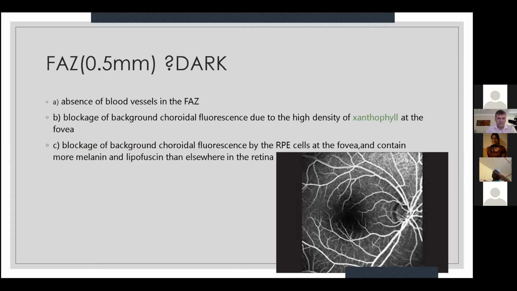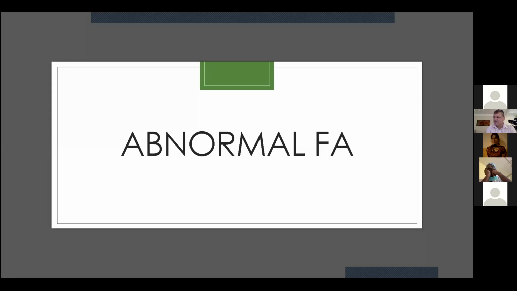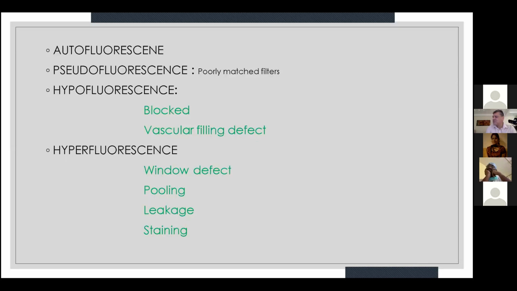There's something called the foveal avascular zone, which is a dark zone of about 0.5 mm that you notice in a fundus fluorescein angiography. This is because blood vessels are absent in the FAZ, and also there is a blockage of background choroidal fluorescence because of xanthophyll, as well as lipofuscin and melanin present at the fovea. Coming to the abnormal fluorescein angiographic patterns: either it can be autofluorescence, pseudofluorescence, which is caused by poorly matched filters, hypo. We'll be seeing each type of abnormal pattern in detail.